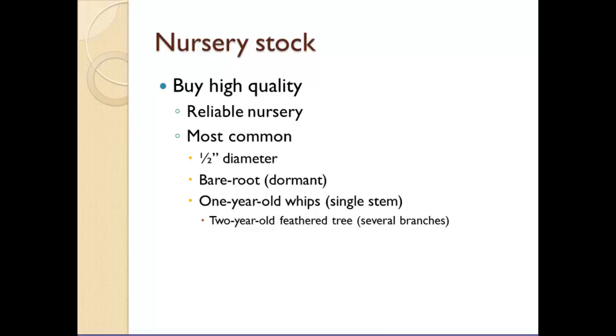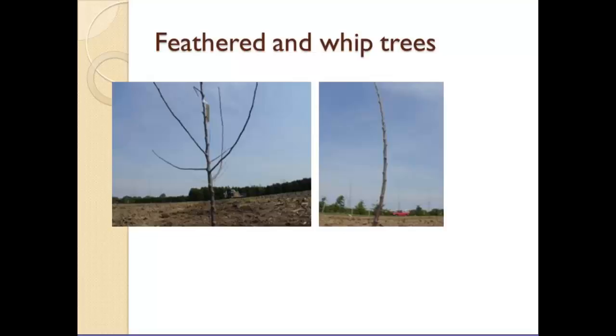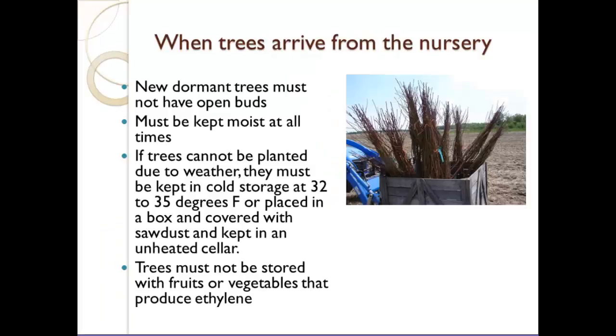So again, when you're talking to your nursery, be very specific about what it is that you want. Don't be hesitant about requesting quality stock. So here's just pictures to show you. On the left is what a feathered tree would look like, and on the right is what a whip looks like. Let's assume that you've done all your prep and you've got your trees and they finally arrived.